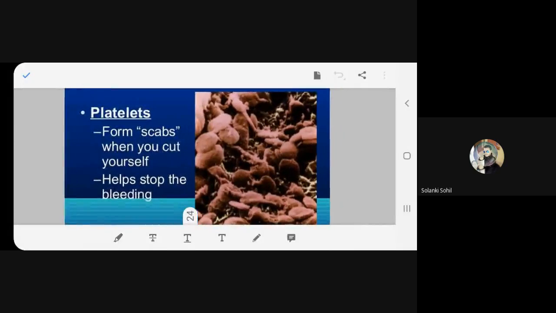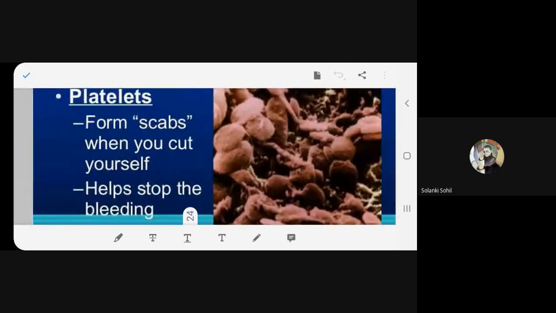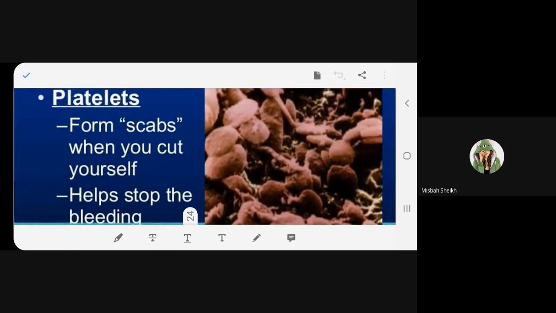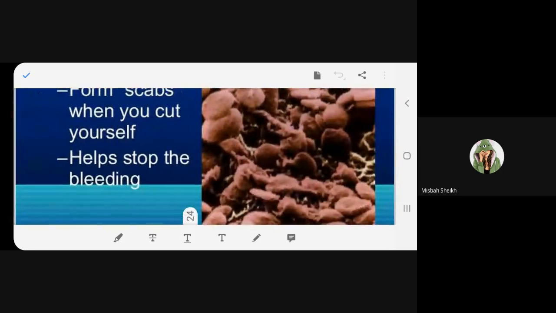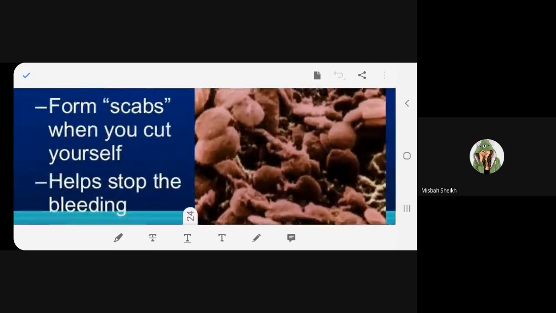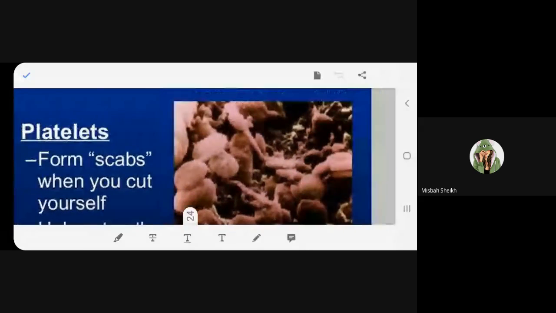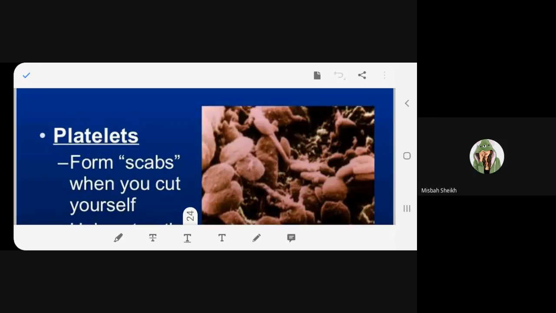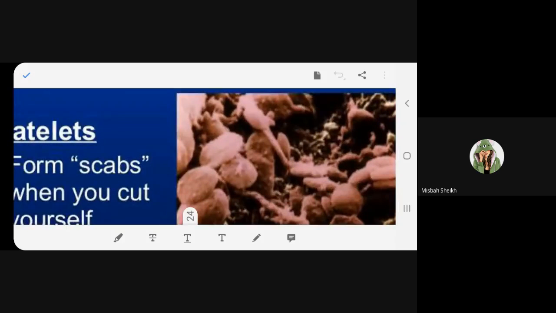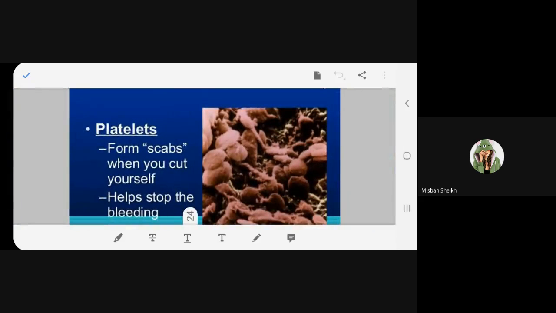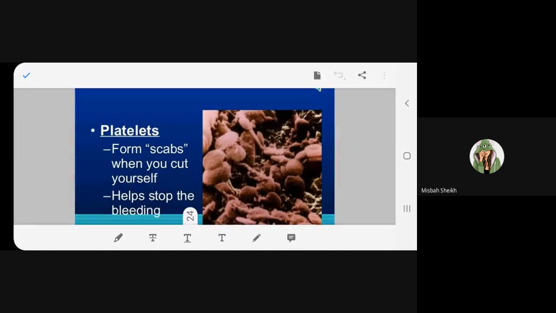Now platelets. Read. Form scabs when you cut yourself. Help stop the bleeding. Okay. You agree with me? Yes. So this is how the platelets look like. So it stops the bleeding. Whenever you get wounded or injured, it stops the bleeding.